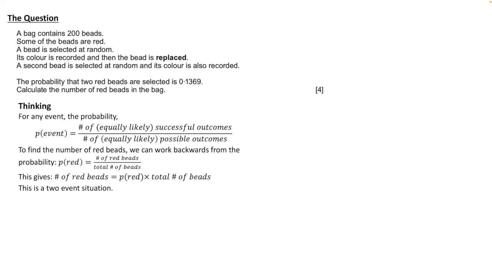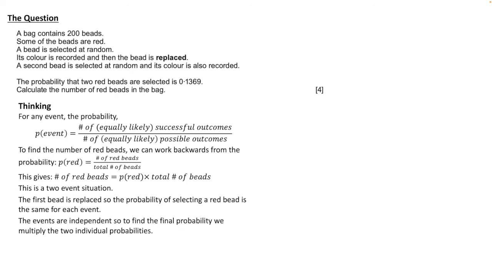Now, we also need to note that this is a 2 event situation. We're taking 2 beads, but because the first bead is replaced, the probability of selecting a red bead is the same for each event. The events are independent. That means that neither of them depends on the other. Whatever we take the first time doesn't change the probability of what we take the second time, so the events are independent. That means to find the final probability, we just multiply the 2 individual probabilities.